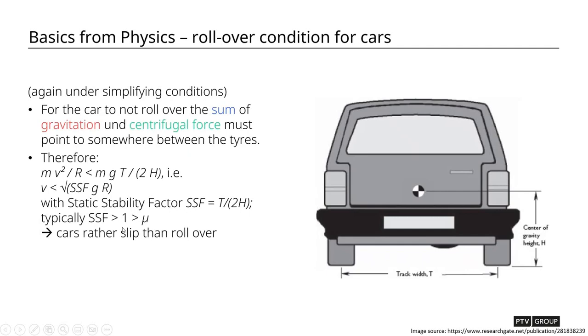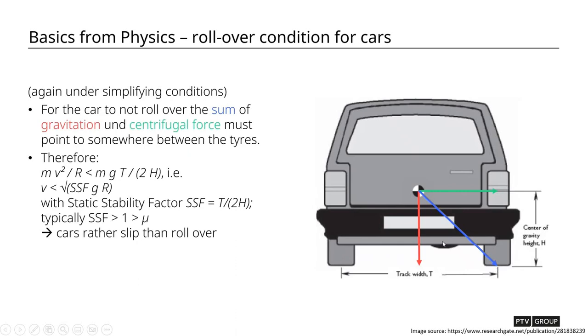And usually when you do this calculation, you have the gravitational force and you have the centrifugal force, and then the condition is that the sum of forces must touch the ground or point to a point on the ground which is between the tires. If it's outside the tires, the car would roll over.